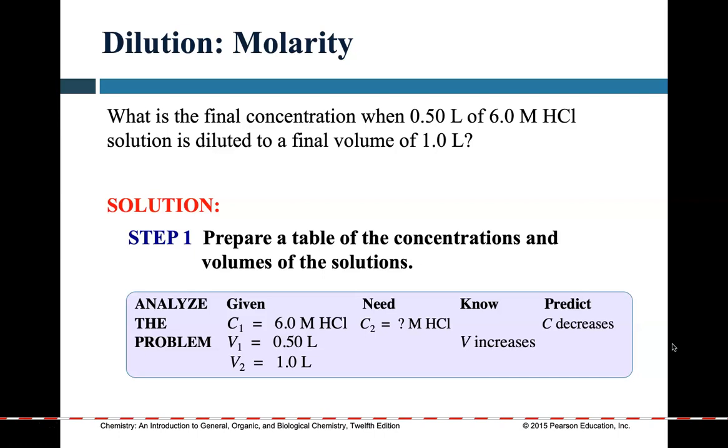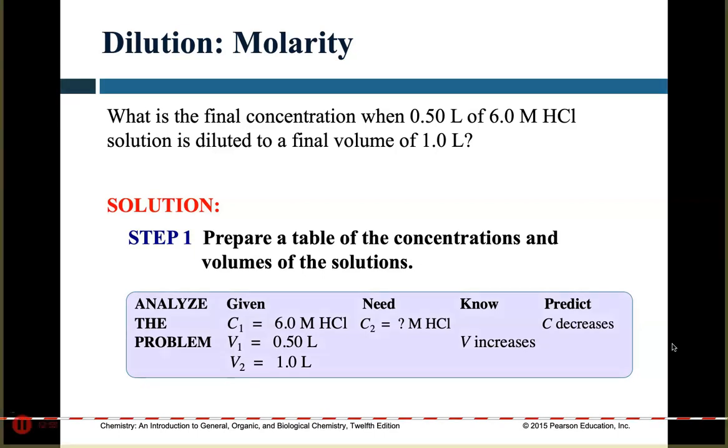So let's start with this. We'll read through. It says, what is the final concentration? So that's where we're asking to find C2 or M2, whatever you want. When a 0.5-liter solution of 6 molar HCl, so that is my initial concentration and my initial volume of my concentrated solution, is diluted to a final volume of 1 liter, so my final volume is 1 liter.